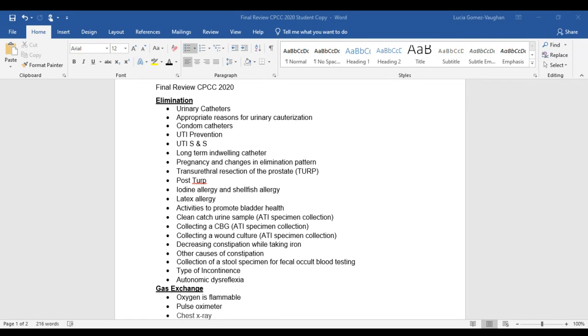Autonomic dysreflexia is a syndrome affecting patients with spinal cord injuries above the thoracic level. A stimulus from the autonomic nervous system causes hypertension, bradycardia, severe headaches, pallor below the level of the injury, and flushing above the level of the injury, convulsions, stroke, and death. The most common causes are constipation and full bladders.